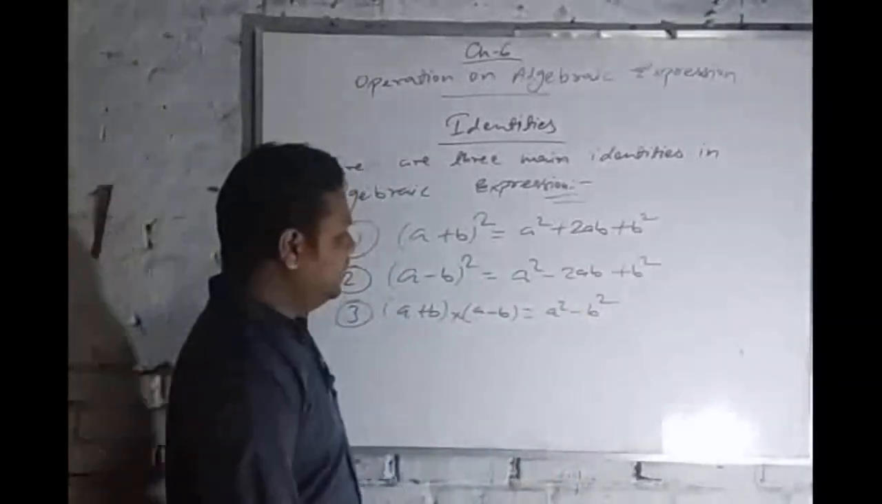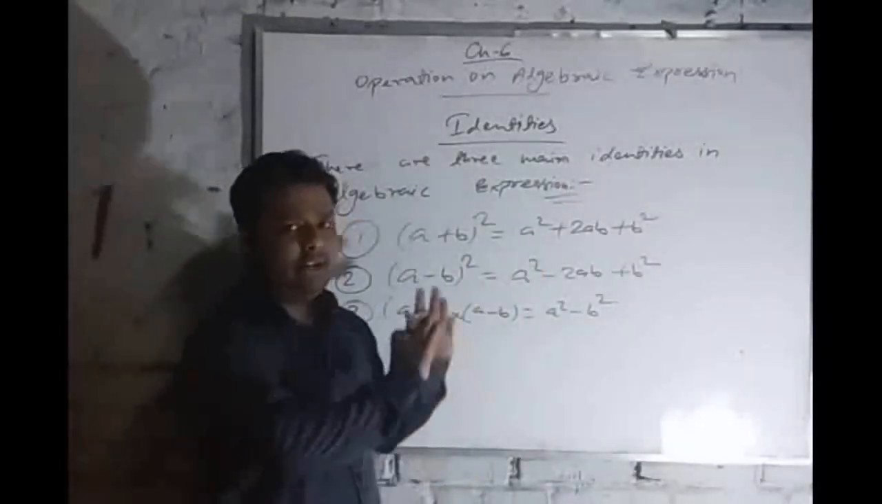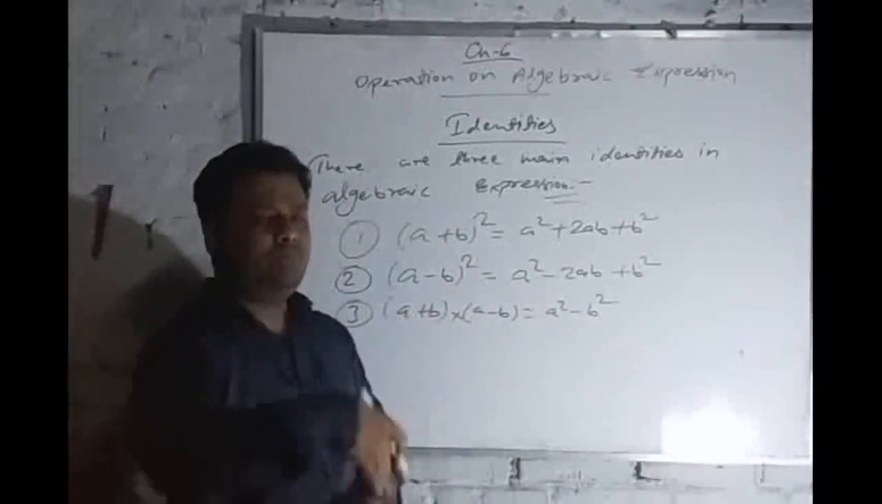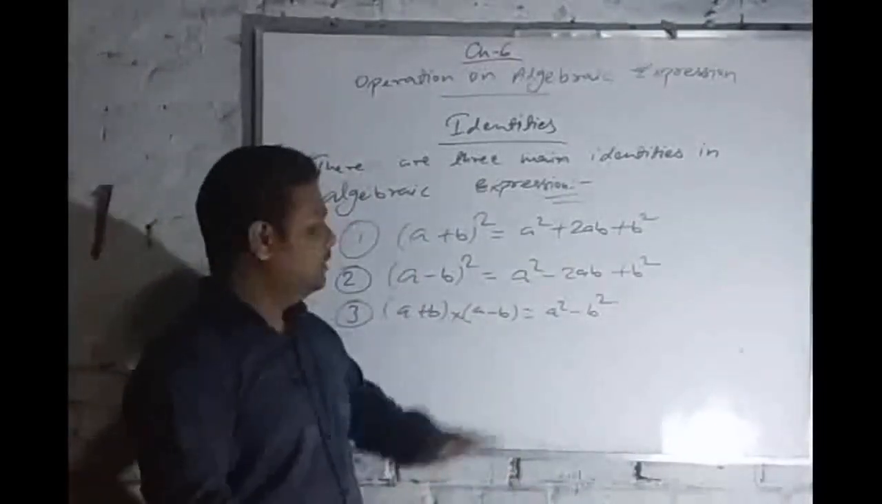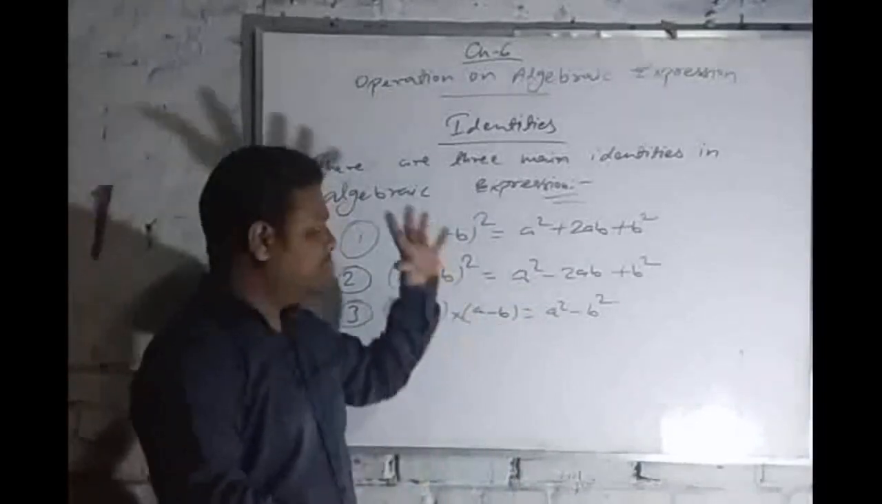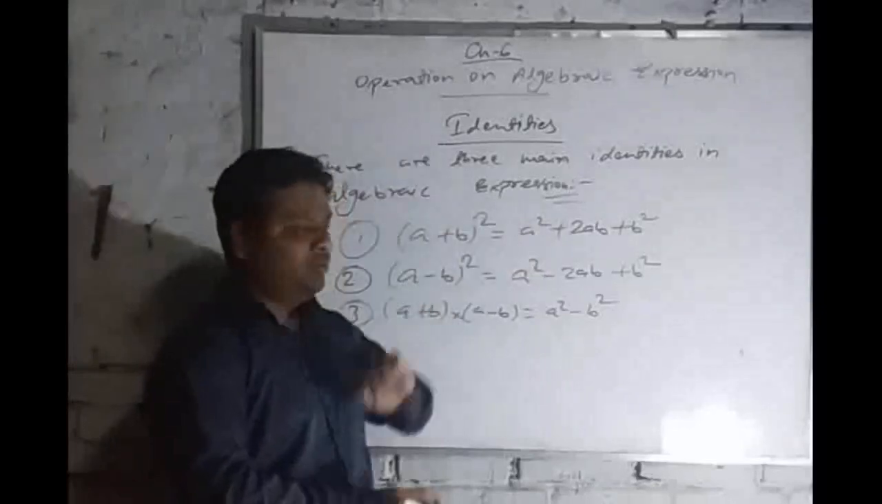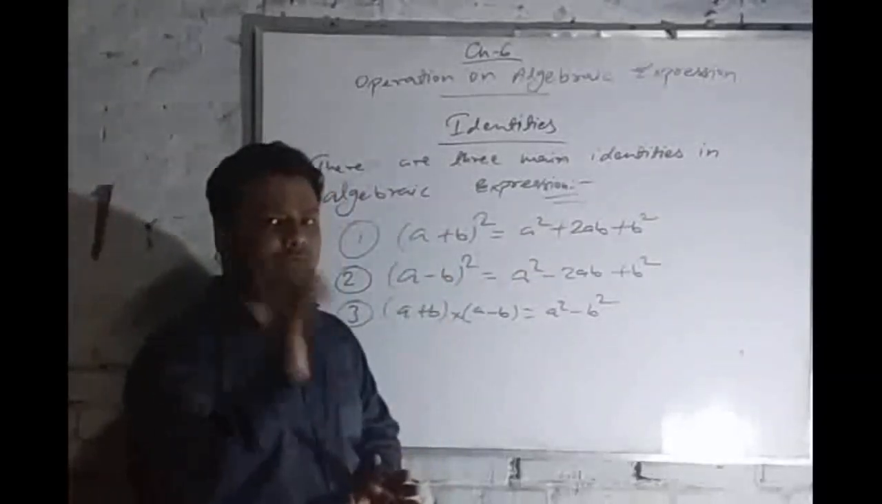Okay. And the question is, I have written these identities on the board and you have directly used them. But how was this formula obtained? So at first, let's see how we can find the formula. Let's prove it. Let's prove the formula.